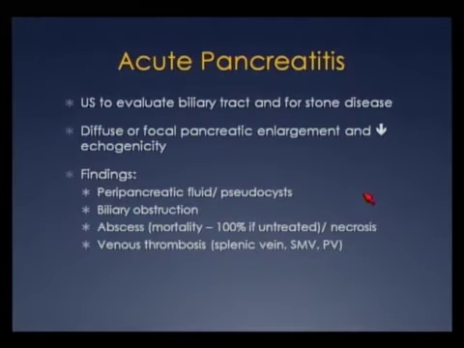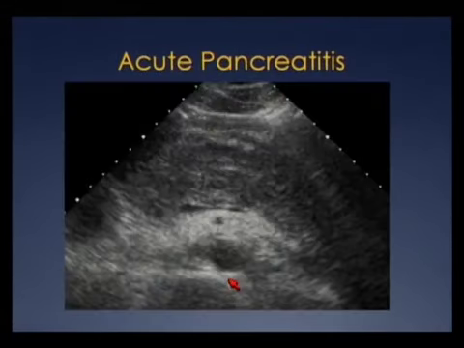For acute pancreatitis, we don't use ultrasound for evaluation. We usually use CT if they need evaluation in addition to clinical evaluation. However, we use ultrasound to evaluate the biliary tract and for possible stones, as in gallstone pancreatitis. And if we see the pancreas by ultrasound, it may be diffusely or focally enlarged with a decreased echogenicity. But we also want to look for peripancreatic fluid, pseudocyst formation, causes of biliary obstruction, pancreatic abscess, and vascular complications.